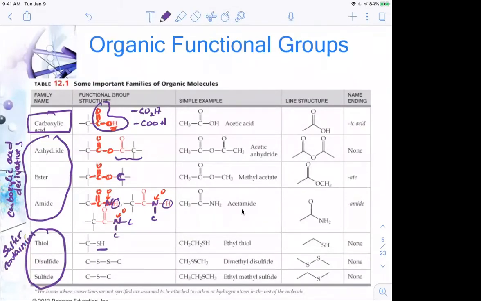So I have a thiol, which is sort of the sulfur counterpart to an alcohol, which is an OH. So this is an SH. I have this sulfur-sulfur, which is a disulfide. And here where I just have the carbon, sulfur, carbon, this is like an ether equivalent, right? Ether is carbon, oxygen, carbon.